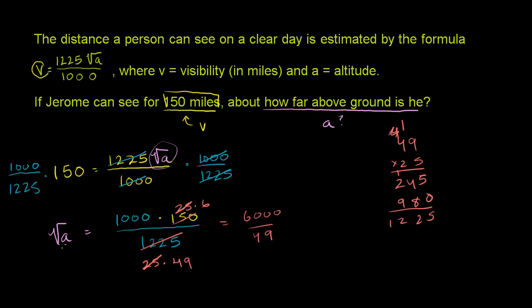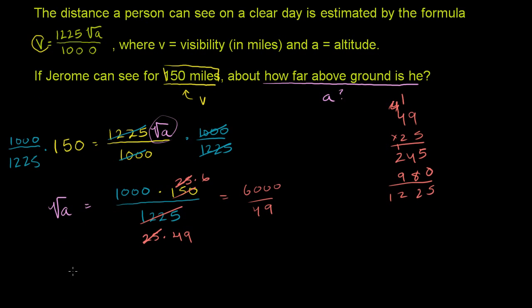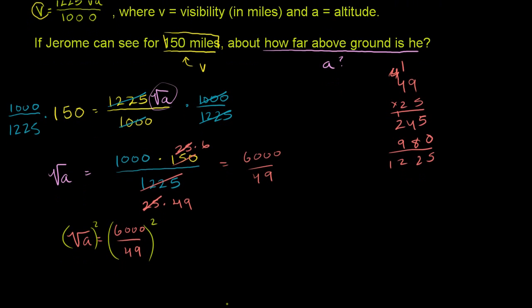So if we want to solve for a, we can square both sides of this equation. So you have the square root of a is equal to 6,000 over 49. We square both sides of this equation, and we will get a, the altitude, how far above the ground Jerome is, equal to 6,000 squared over 49 squared.